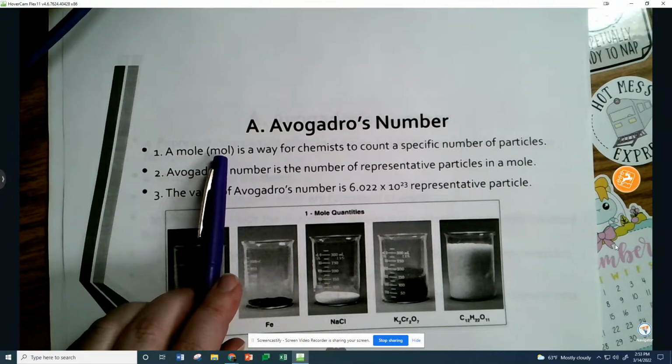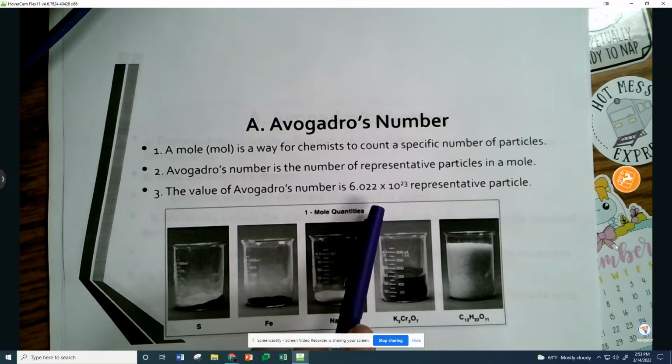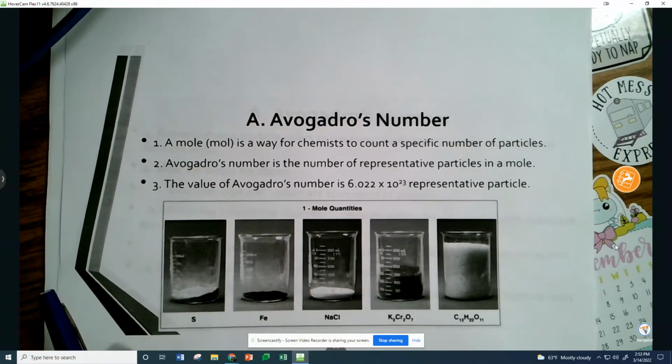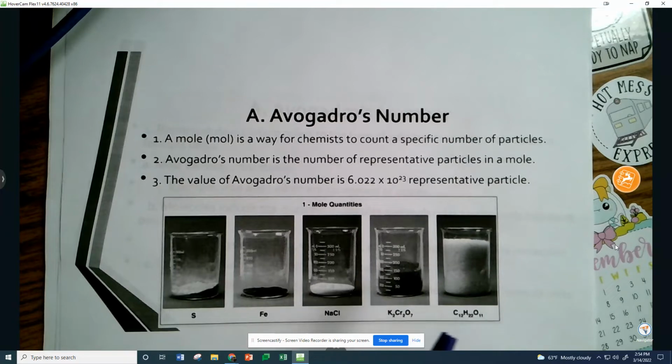I know it saves you a lot of handwriting, but it's a way for a chemist to count particles. And so what we have developed is what's called Avogadro's number, and it represents how many particles you have within a mole of a material. If you have a mole of a substance, you have 6.022 times 10 to the 23rd of these representative particles. So here, this is sulfur, iron, sodium chloride, potassium dichromate, sucrose, aka table sugar.